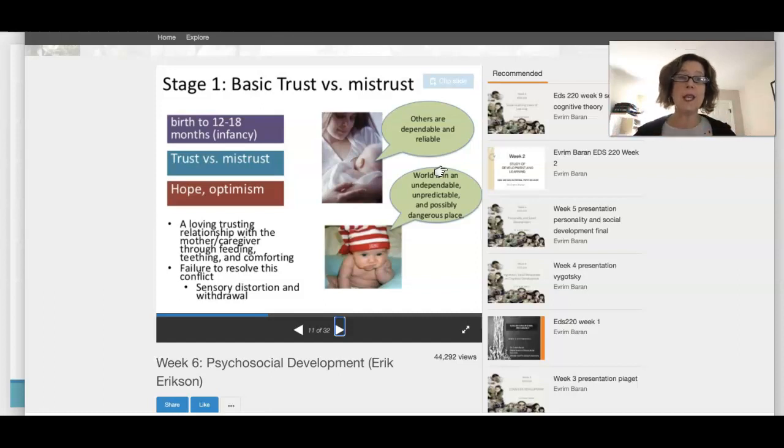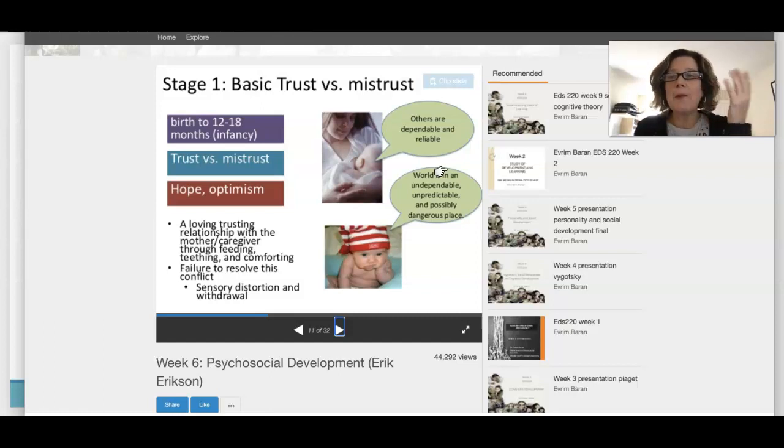So lots of kids in care, like in orphanages or where they maybe don't have a family unit for the first couple years of their lives, this is an issue. They are dealing with the idea that the world is not a good place and others are not dependable and reliable their entire lives.